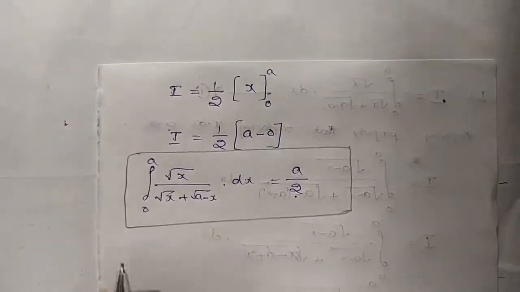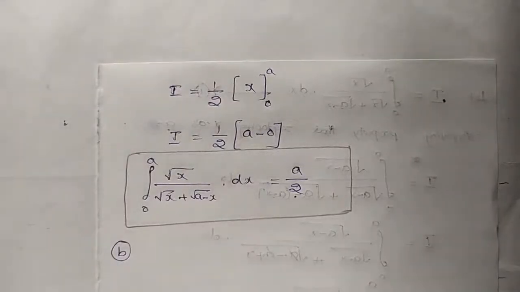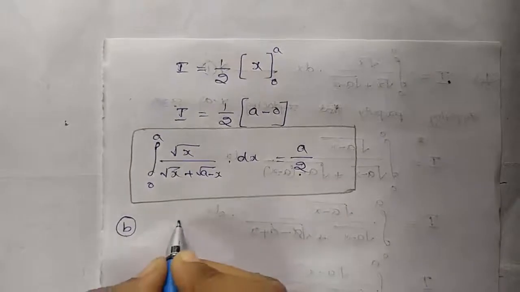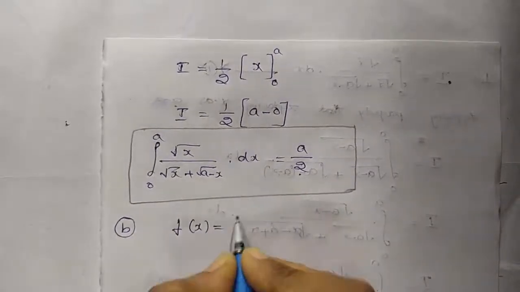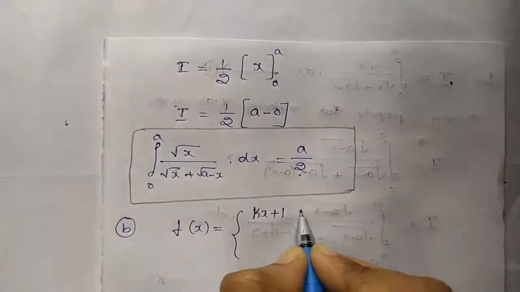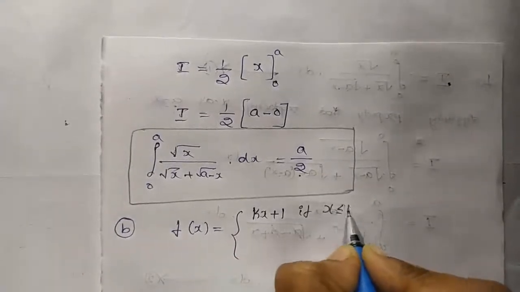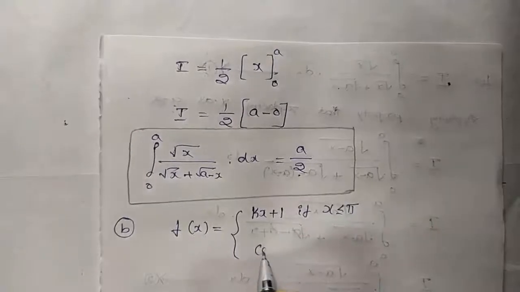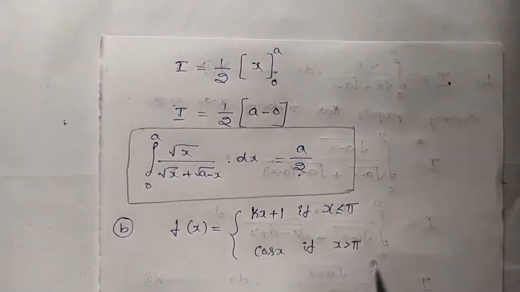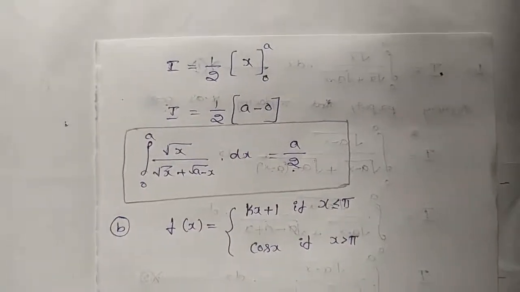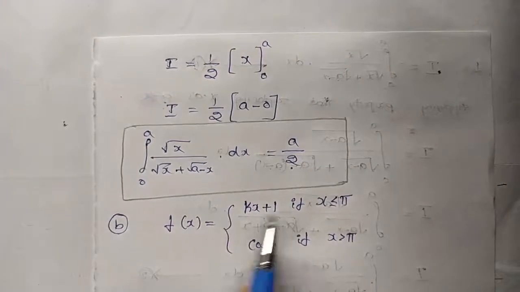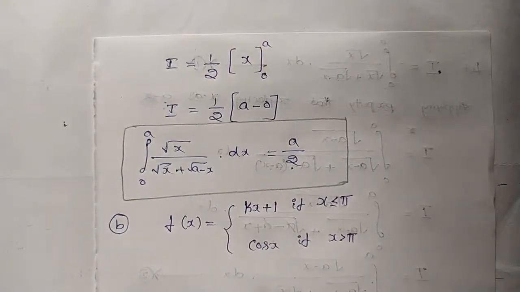Let us solve. See the 49B question. Find the value of k if f of x equals, write the function f of x equals kx plus 1 if x less than or equal to pi, cos x if x greater than pi, is continuous at x equals pi. We have to find the value of k. It is given that this function is continuous at x equals pi.